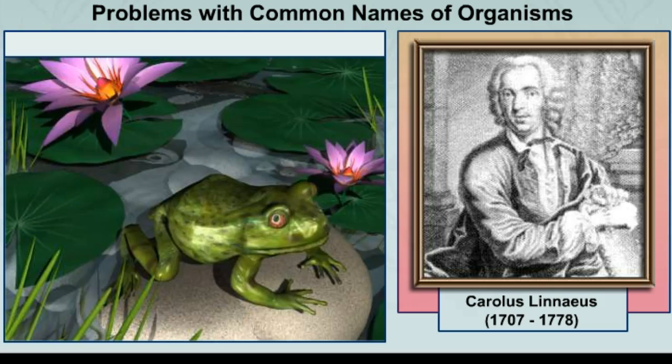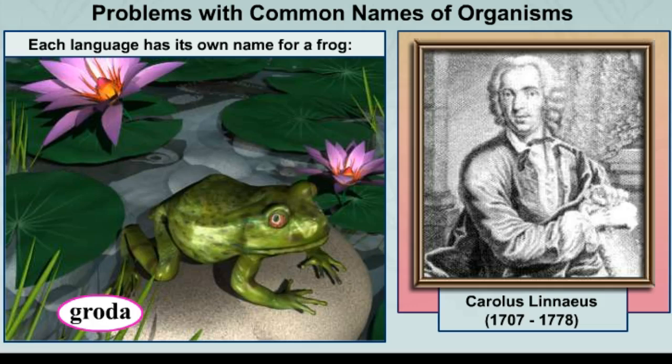Take a frog, for example. For each language, there is a different name for frog. Swedish, groda; Italian, rana; Russian, zaba; African, pada.